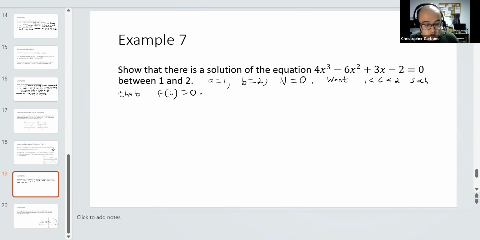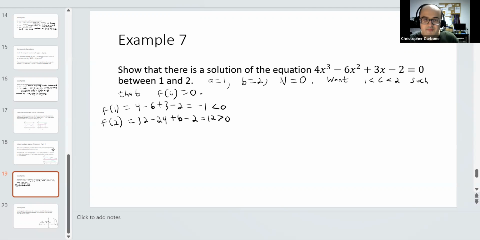If we put the value 1 into our function, we get 4 minus 6 plus 3 minus 2, which is a value of -1. That's less than 0. If we put in the value of 2, we get 32 minus 24 plus 6 minus 2, which gives the value 12, which is greater than 0. Since this is a polynomial, we know that f is continuous everywhere.